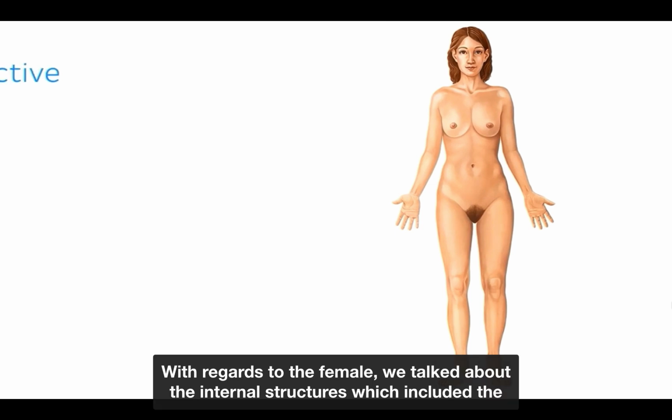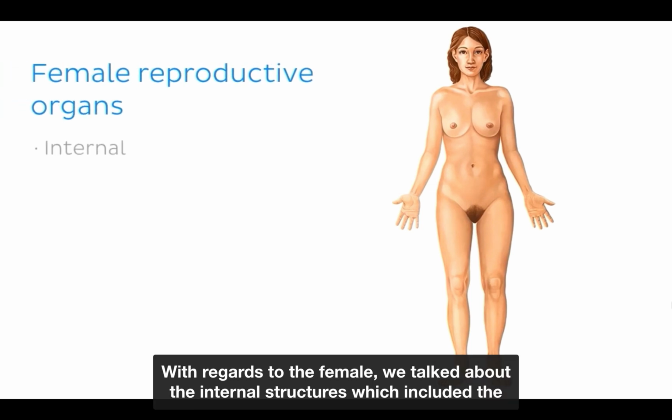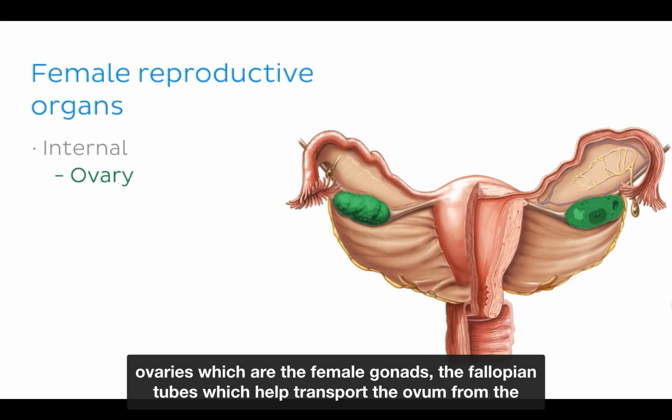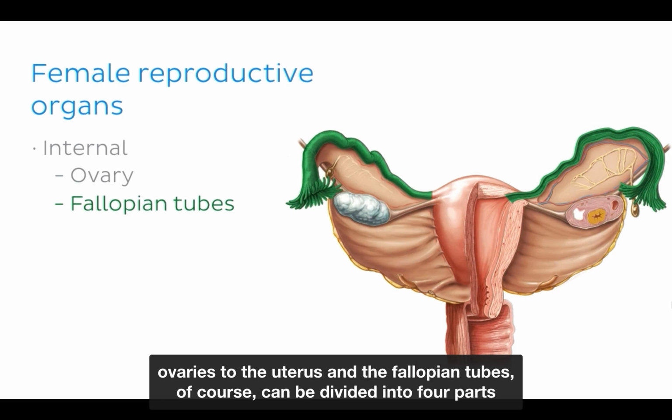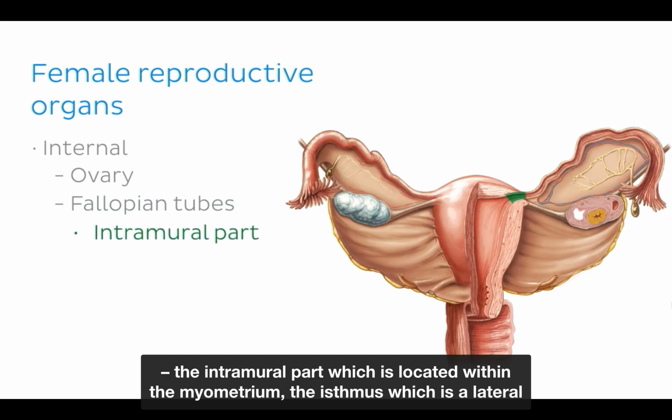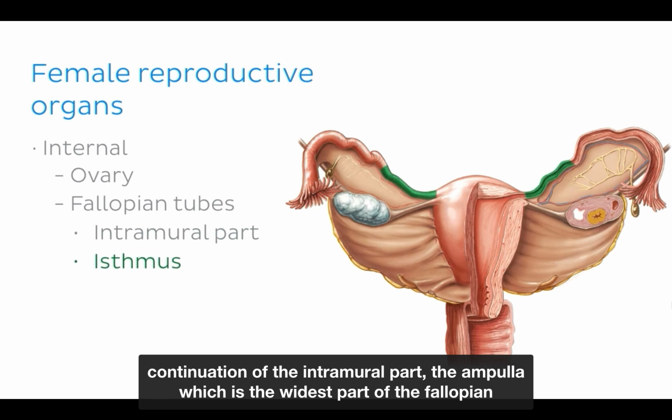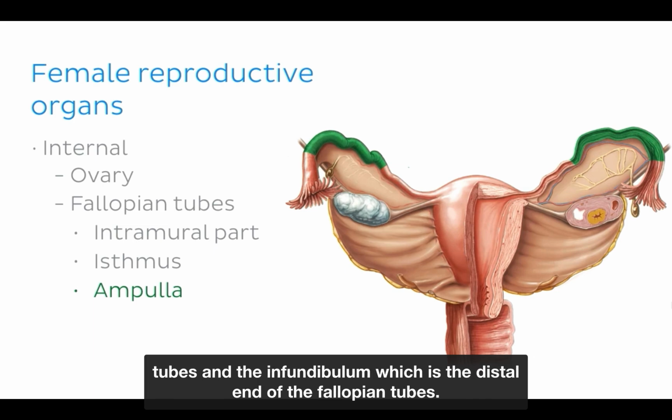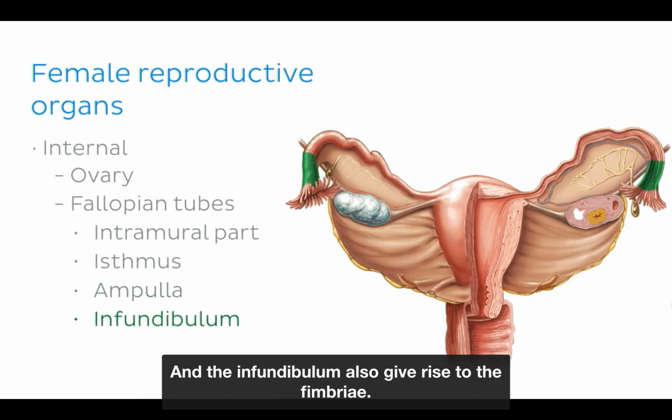We also talked about the scrotum, which houses the testes, the epididymis, and the distal part of the spermatic cord. With regards to the female, we talked about the internal structures, which included the ovaries, which are the female gonads, the fallopian tubes, which help transport the ovum from the ovaries to the uterus. And the fallopian tubes, of course, can be divided into 4 parts: the intramural part, which is located within the myometrium, the isthmus, which is a lateral continuation of the intramural part, the ampulla, which is the widest part of the fallopian tubes, and the infundibulum, which is the distal end of the fallopian tubes. And the infundibulum also gives rise to the fimbriae.